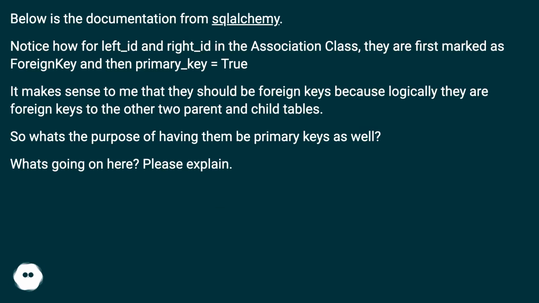key equals true. It makes sense to me that they should be foreign keys because logically they are foreign keys to the other two parent and child tables. So what's the purpose of having them be primary keys as well? What's going on here? Please explain.